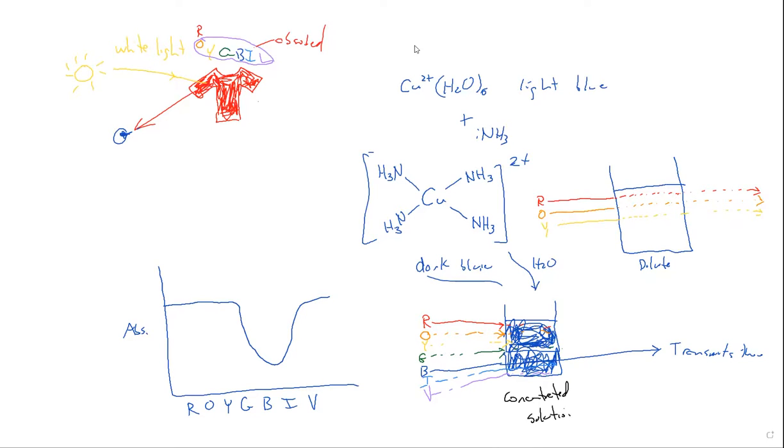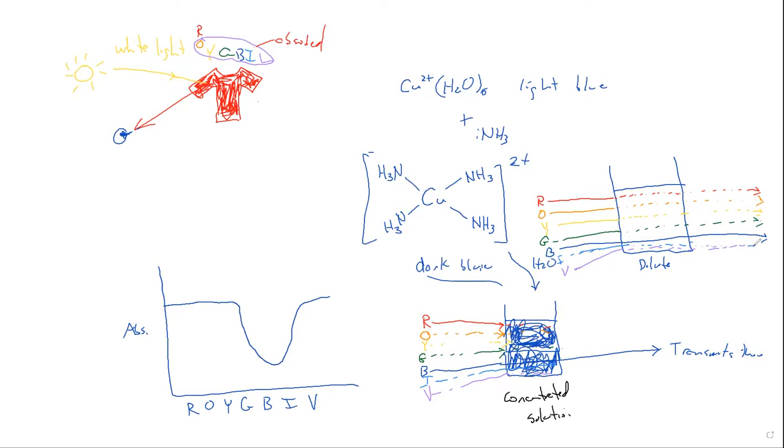The green, some of it is absorbed and some of it transmits through. The blue, same thing, right? It doesn't get absorbed, so it just transmits through. The indigo, some of it gets absorbed and some of it transmits through. And then finally the violet, some of it gets absorbed and some of it transmits through.